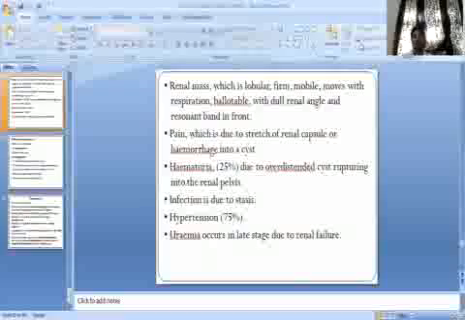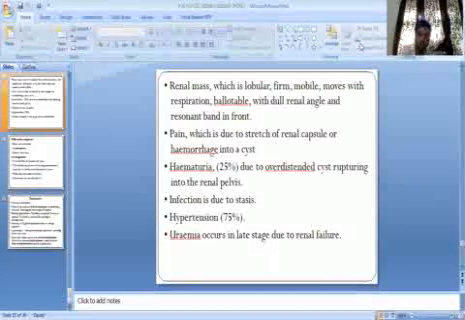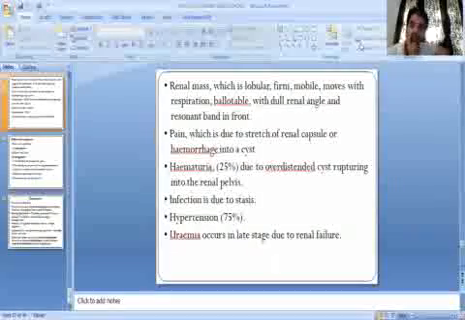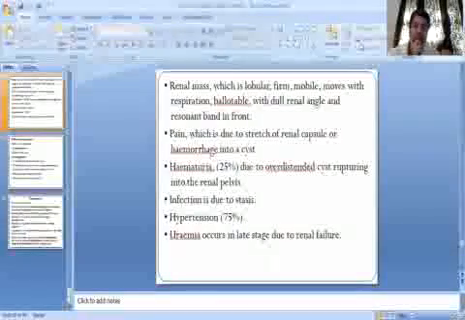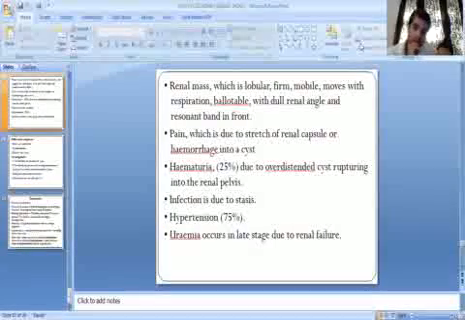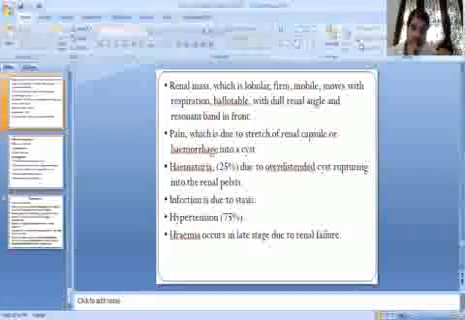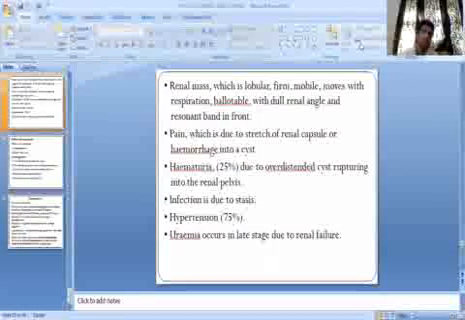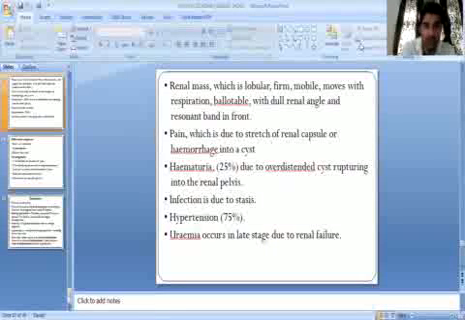The renal mass is globular, firm, mobile, moves with respiration, and is ballotable, with a dull renal angle and a resonant band in front. The pain is due to stretching of the renal capsule or a hemorrhagic cyst. Hematuria is due to over-distended cysts rupturing into the renal pelvis. Infection is due to stasis. Hypertension is present. Uremia occurs in late stage due to renal failure.